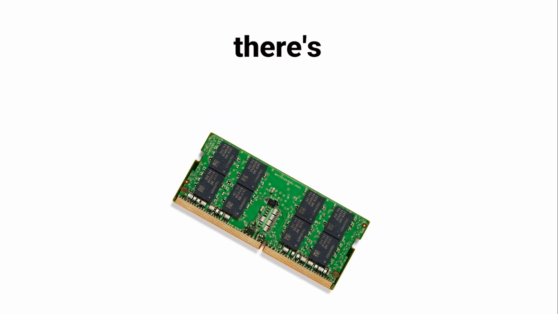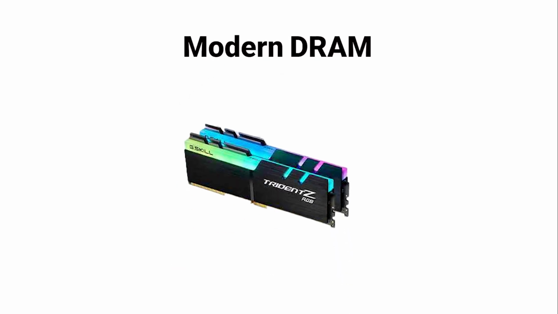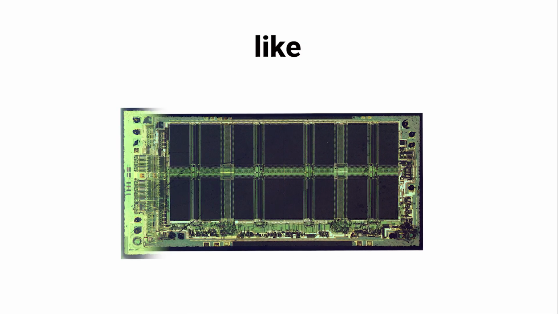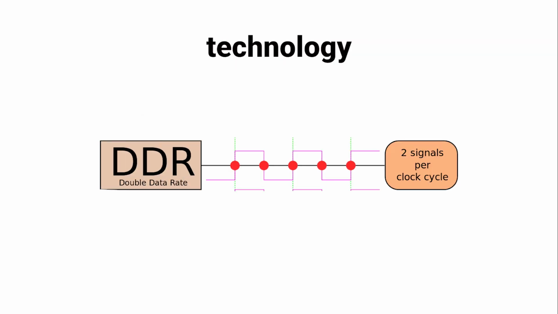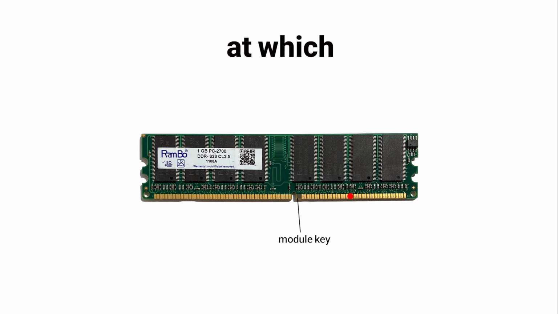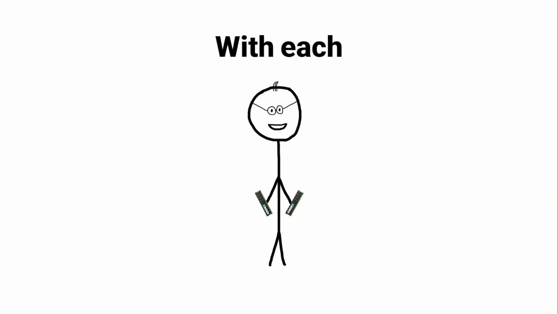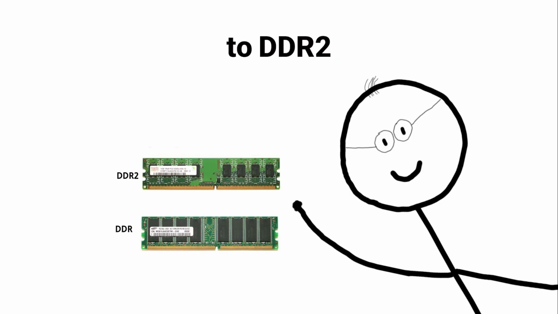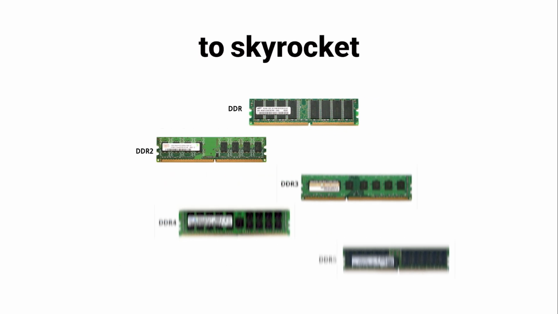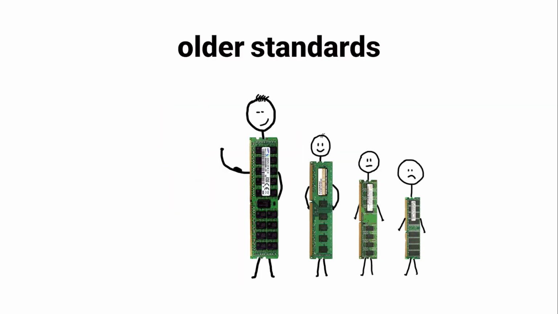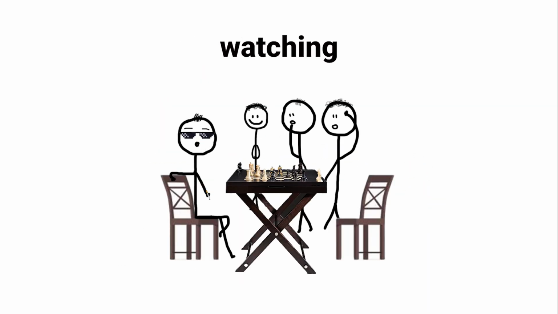But wait, there's still more! Modern DRAM also incorporates advanced features like dual-channel architecture and DDR, double data rate technology, which effectively double the rate at which data can be transferred to and from the memory modules. With each new generation of DRAM technology, from DDR to DDR2, DDR3, and so on and so forth, memory speeds have continued to skyrocket, leaving older standards in the dust. It's kinda like watching speed chess masters take on a room full of novices.